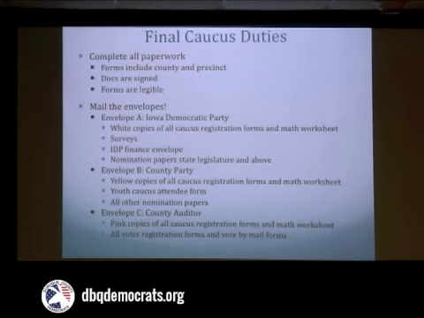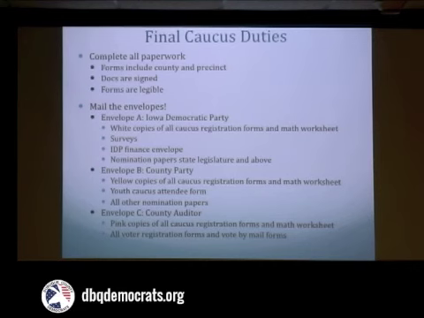Make sure that they include your county and precinct, make sure everything is signed, make sure they're legible. But then if you are going to mail them and you don't have a county that takes them individually, mail them. So the white envelope A, and I know this is a little intimidating, but on the outside of the envelopes, it'll say what goes in where. So it'll have envelope A, this is what we need in here. Envelope B, this is what goes in here. Envelope C, this is what goes in here. So make sure that in envelope A, the white copies of all the registration and the math worksheet are there. The surveys, the finance envelope, nomination papers for state legislature and above.